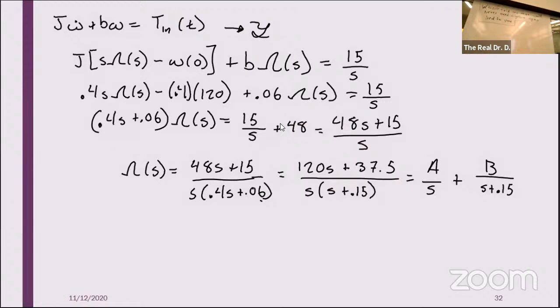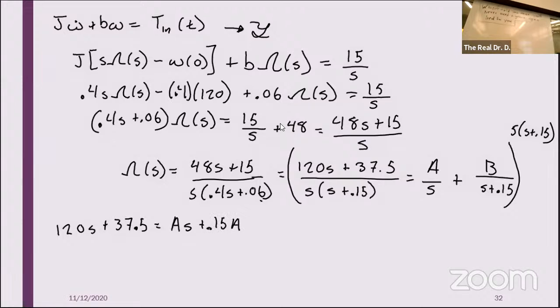Right, so now what? Good question. Now we multiply everything by S times S plus 0.15, right? We're going to multiply everything by this denominator, S times S plus 0.15. And in doing so, I'll get 120S plus 37.5 is equal to AS plus 0.15A plus B times S.